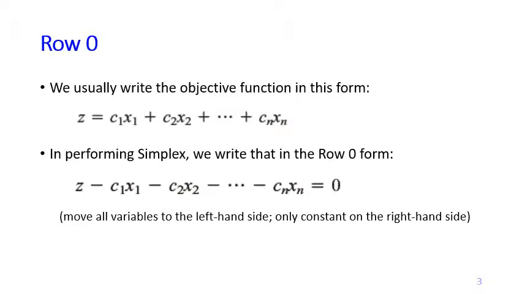But in row 0 form, we will move all the terms that have variables to the left hand side. So you see now this x1, x2 up to xn, they are all in the left hand side, such that the sign now becomes negative because you move from the right hand side to the left hand side, right? And then what you leave on the right hand side is a constant. So z minus c1x1 minus c2x2 and so on equals 0. So this is the form that we call the row 0 form.